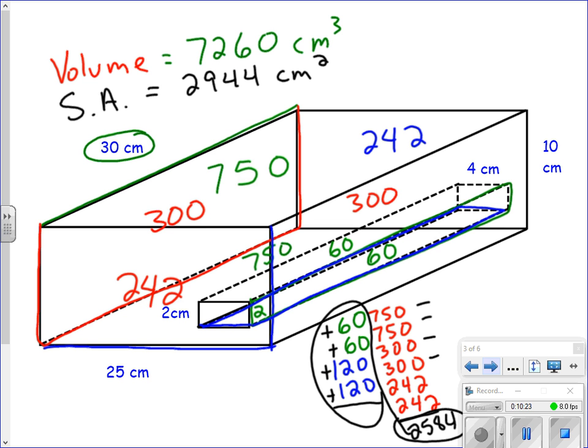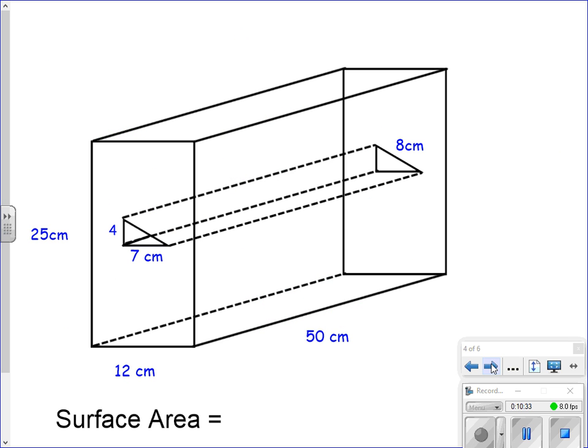So as you can see, there's a fair amount more work when we're finding area and volume of cutouts. I know what you're saying. Let's try another one. So here we go. Yikes, this is ugly. Let's try the volume first. Again, I like to find the area of this front, subtract this cutout, and then we'll times it by 50 to find out what the total volume is.